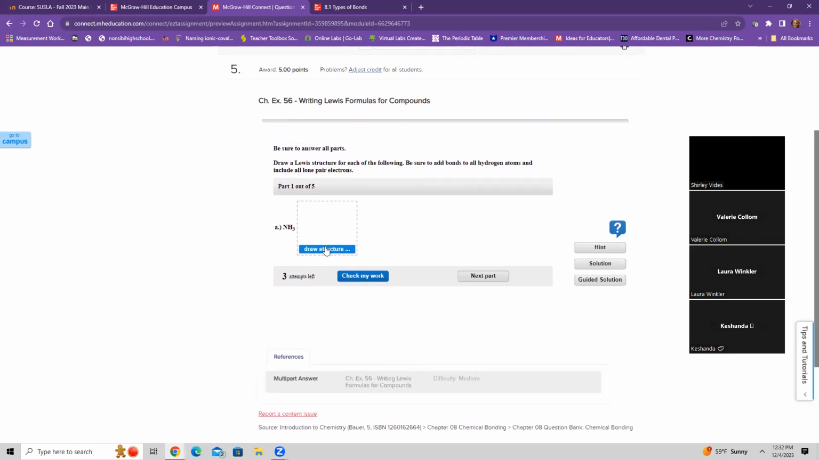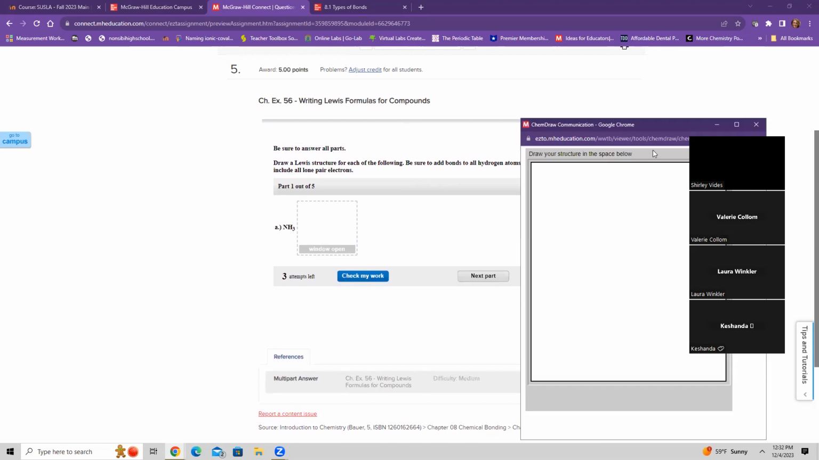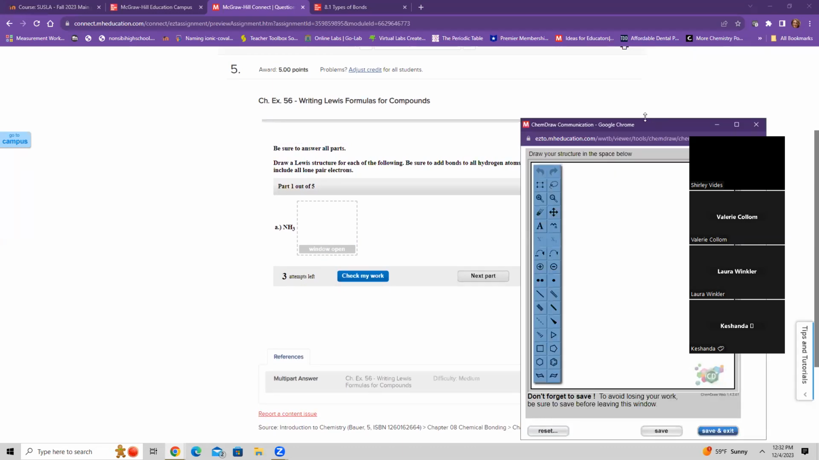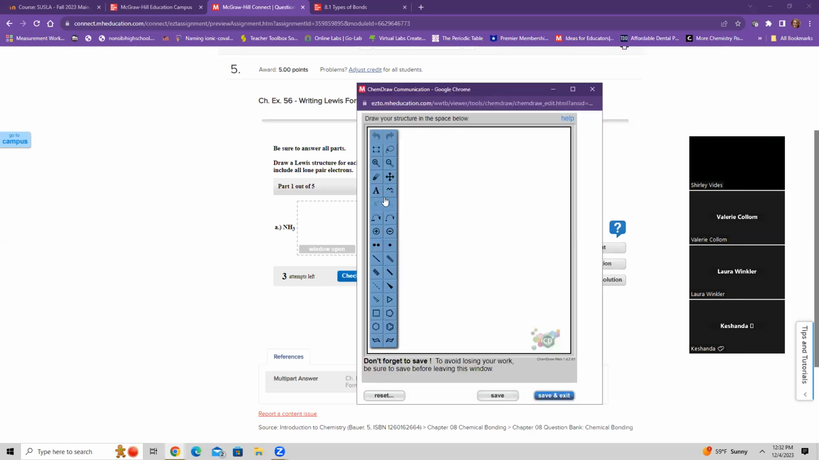Okay. So it is letting me do it. Okay. I know how to do NH3. I mean, I've done it millions of times. And NH3 is not what they did. It is not the way they drew it. It is totally wrong. It is actually a trigonal pyramid. Okay, so we got dots.